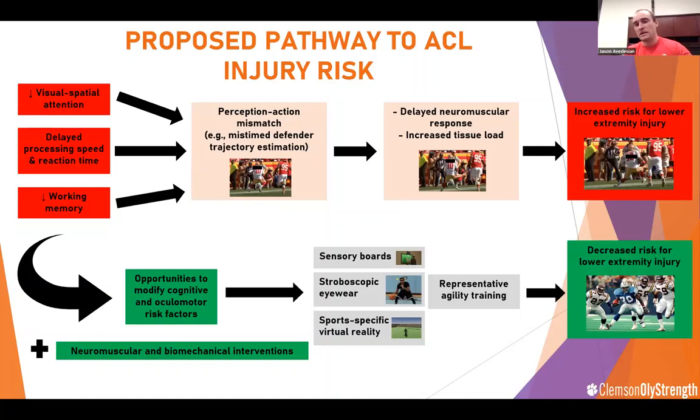But then knowing what we know now from a sensory motor standpoint, there's opportunities to modify these risk factors in conjunction with established neuromuscular and biomechanical interventions to hopefully reduce the risk of injury and more successfully screen for actual ACL injury risk. That's my finisher there.